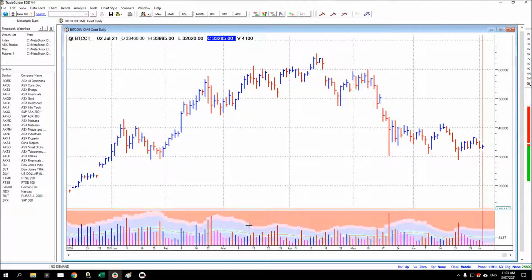Now this is the CME futures chart of Bitcoin daily. I like this chart. It's been very clear to read for a long time. It's easy to understand. So I've used it as an example chart many times.